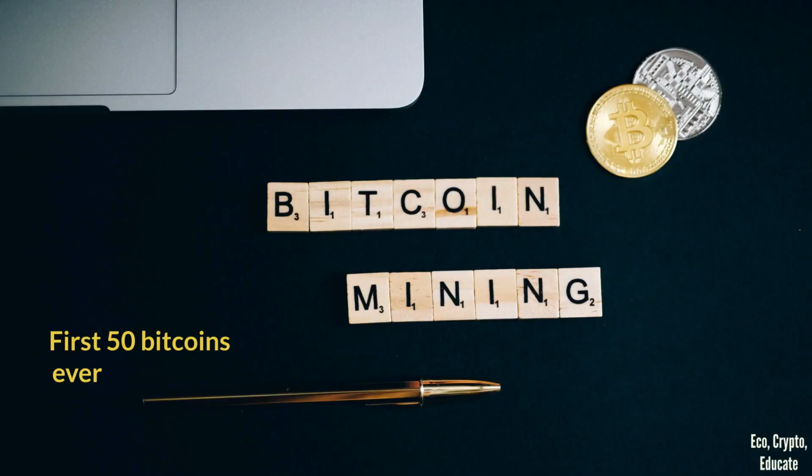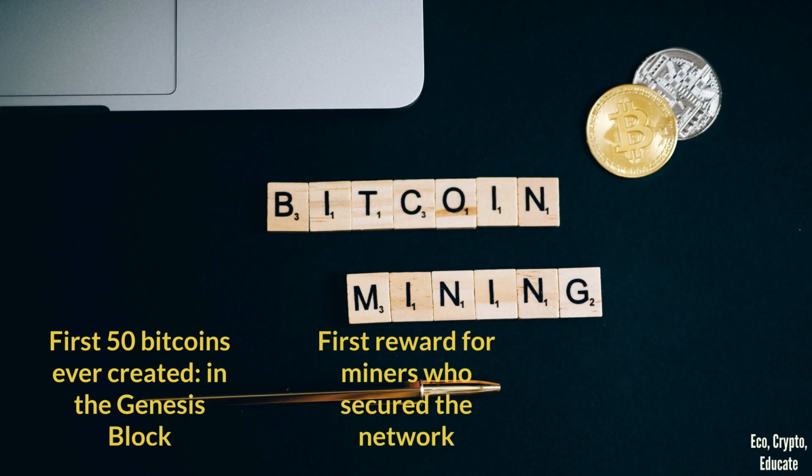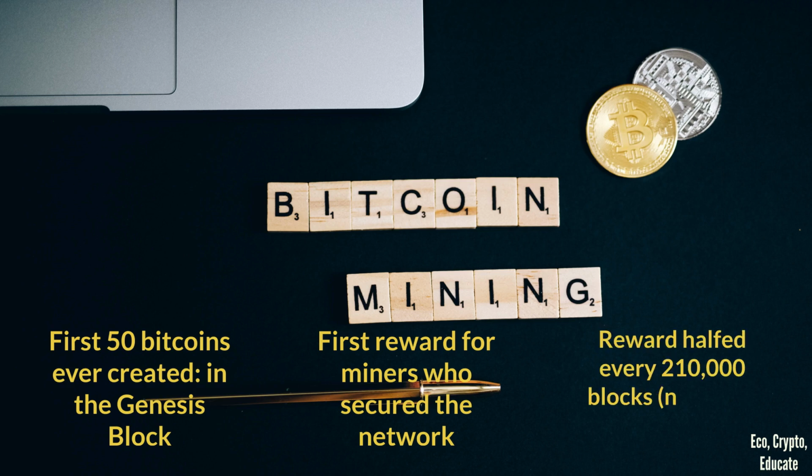The Genesis block contained the first 50 bitcoins ever created, used as a reward for miners who helped to secure the network by validating transactions and creating new blocks. The reward is then cut in half every 210,000 blocks.